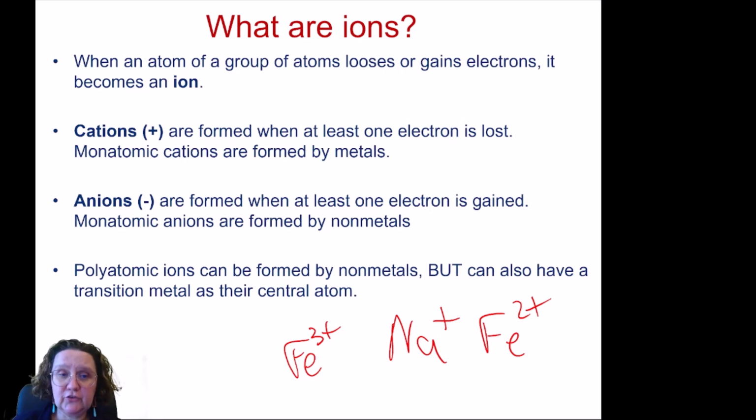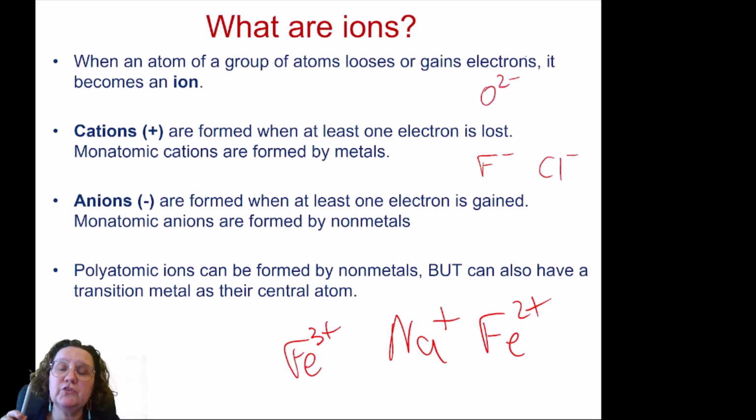Monoatomic anions, again 1 atom only, are formed by non-metals. And for example, you could have fluorine. When it gains 1 electron, it becomes negatively charged. It actually changes name. It's called a fluoride anion. You can have a chlorine atom that has gained an electron and become negatively charged. You could have an oxygen atom that has gained 2 electrons.